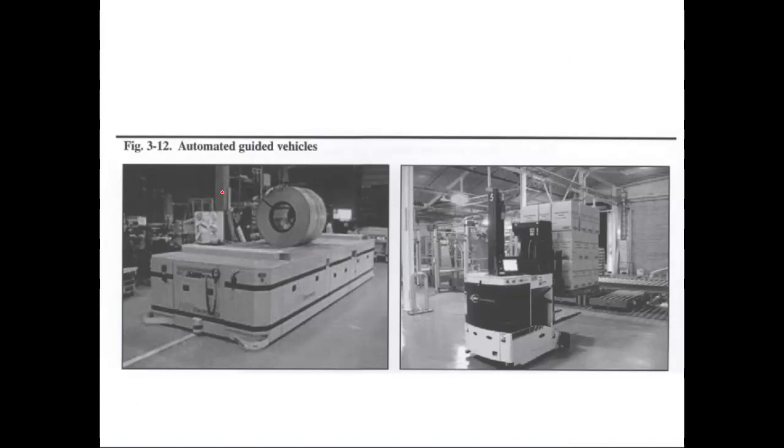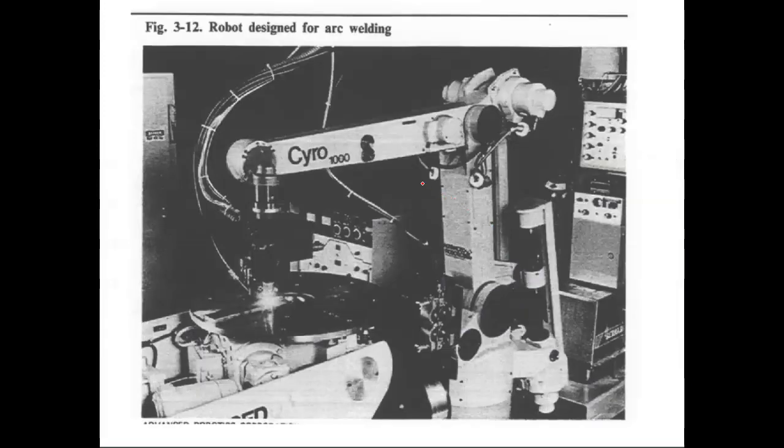So again, this one, our automated guided vehicles, that's just a glorified Roomba. It moves left, it moves right, it moves forward, backwards. And then you have a forklift. This one's doing some welding.